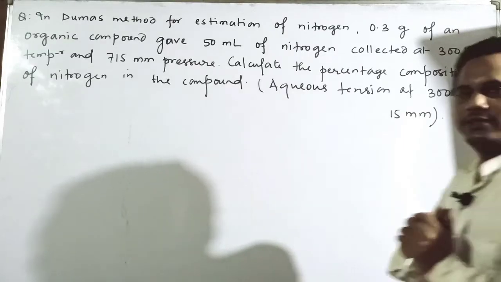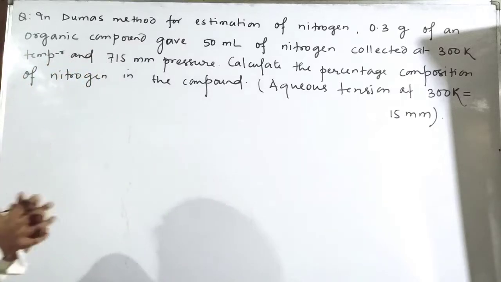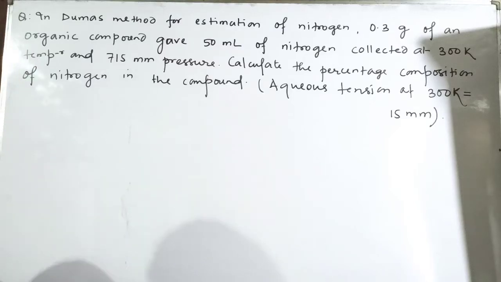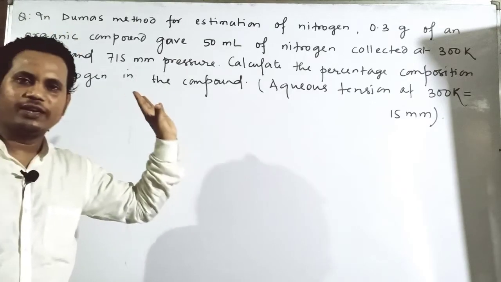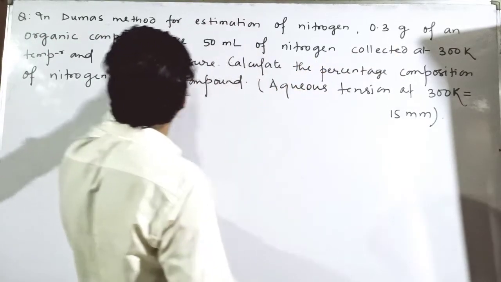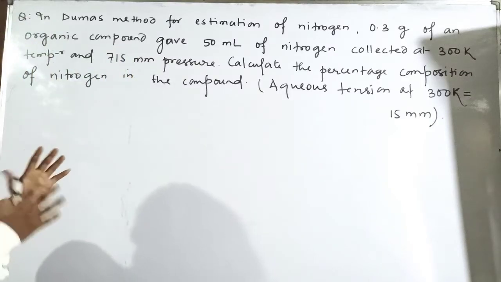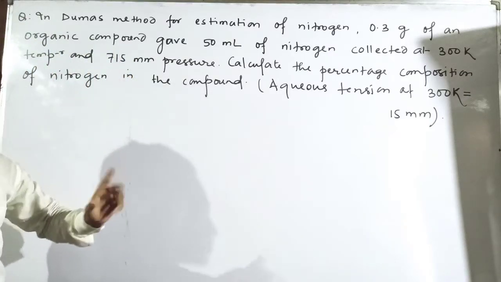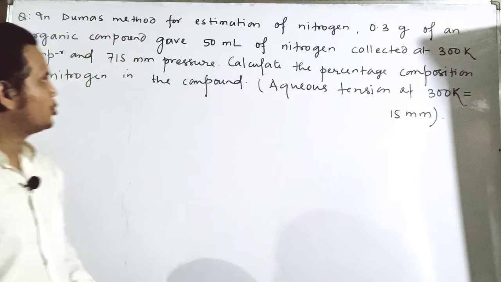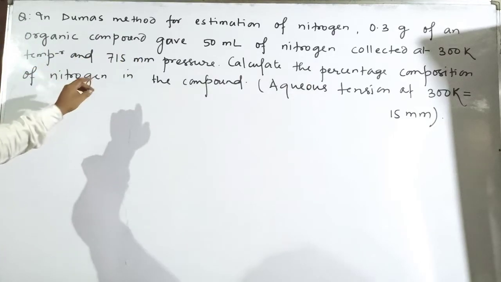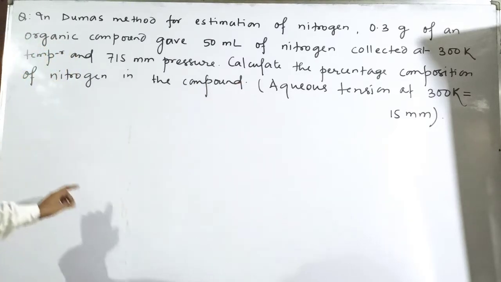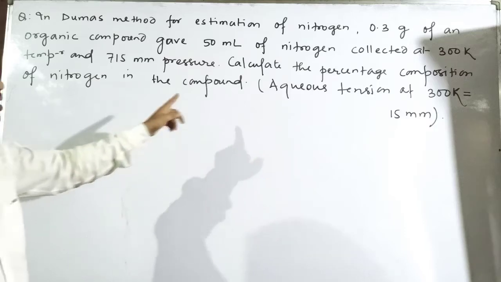So one example we have taken. So let us solve this. The procedure which we have just now studied, that we will apply. In Dumas method for estimation of nitrogen, 0.3 gram of an organic compound. So mass of the organic compound is given, so that will be used at last. 50 ml of nitrogen collected at 300 Kelvin temperature and 715 mm pressure. Calculate the percentage composition of nitrogen in the compound.